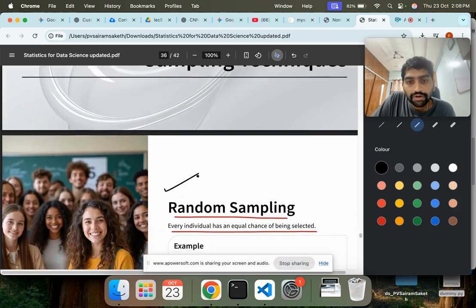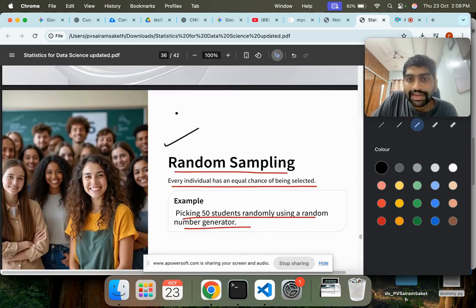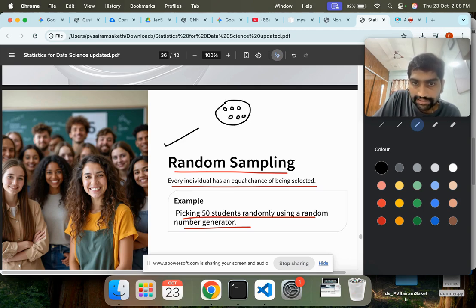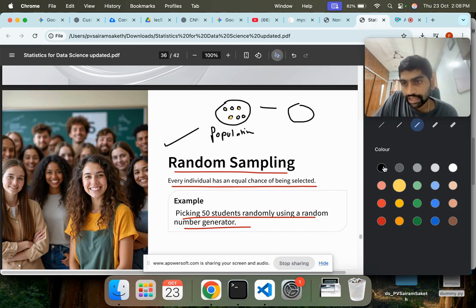Let's say here you are doing random sampling. So in random sampling, what example did I give? Let's say you have six elements in your population, and out of this you are doing random sampling. Let's say you are selecting these three. So these three are nothing but the elements that you are selecting, correct?